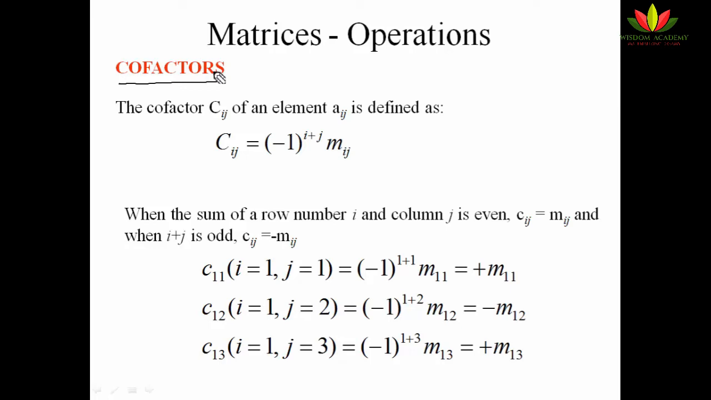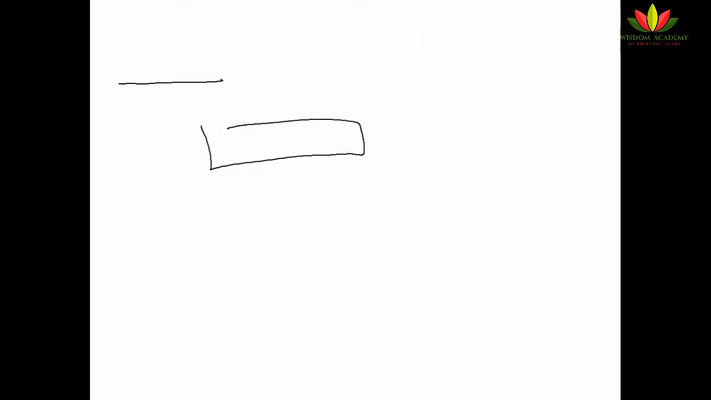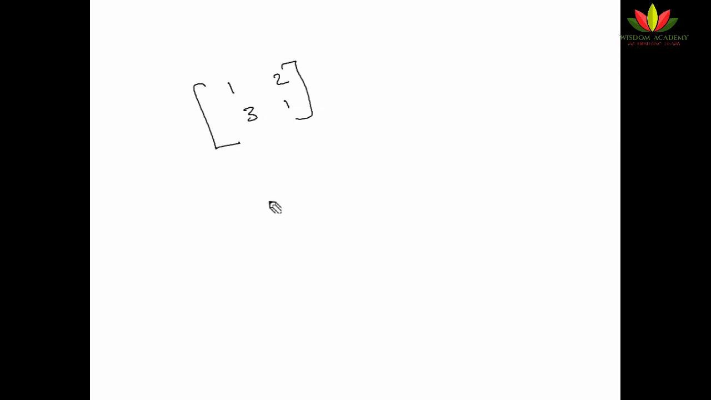Now we came to cofactor. How to find a cofactor: this is the formula, no need to mug up this and all, I will say it easily. If I am having a matrix, for example, let me take one like this. We know the position of each element, right? A11, A12, A21, A22. So in this we will say ij, where i is the row number and j is the column number.